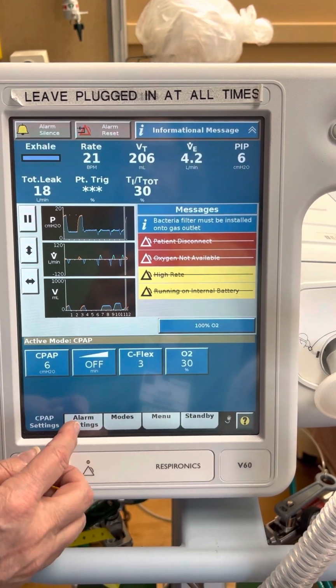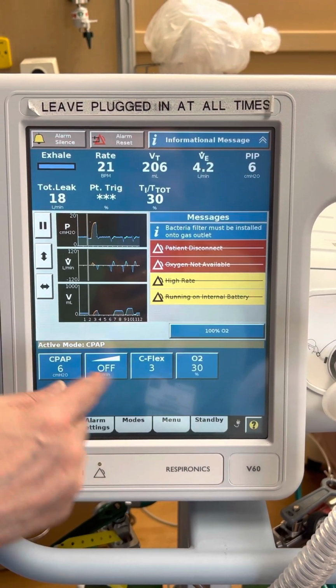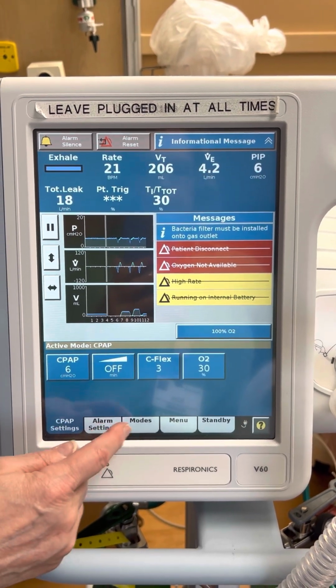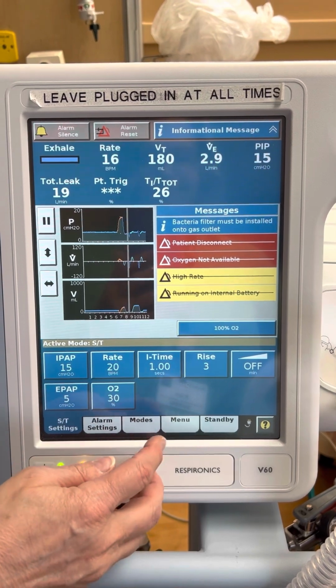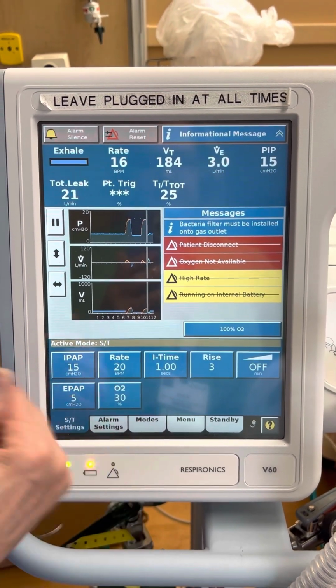Okay, and again, you adjust your alarms anytime you make a vent change. I am going to go back to this just because the vent will not alarm for us right now, because it will be breathing on the artificial lung.